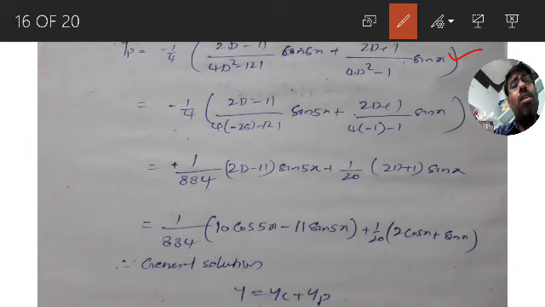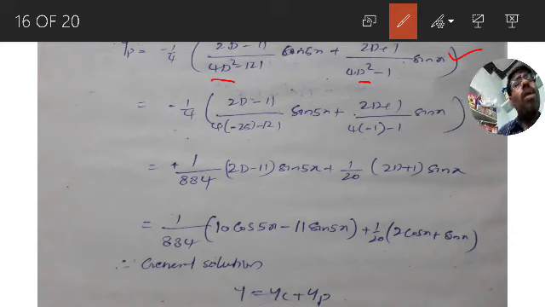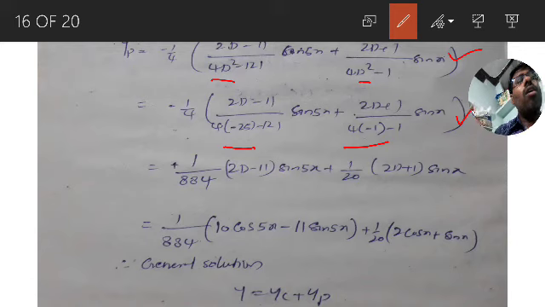Now replace in the first part d square as minus 25 and in the second term d square by minus 1. So minus 1 by 4 of 2d minus 11 by 4 into minus 25 minus 121 of sin 5x, that is the first term, plus 2d plus 1 by 4 into minus 1 minus 1 of sin x.